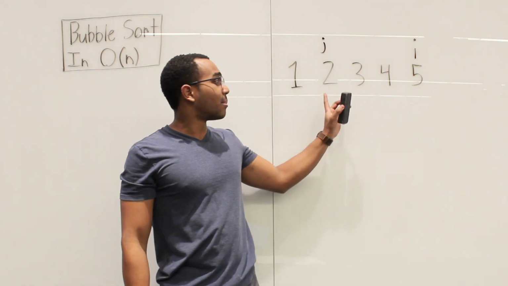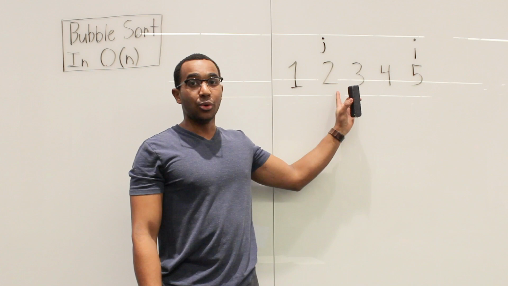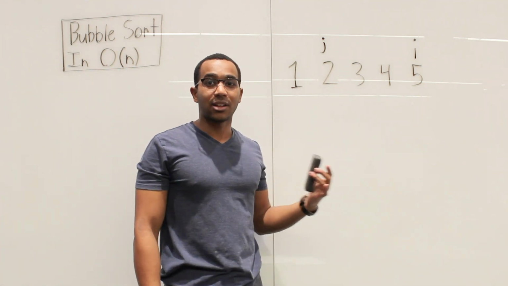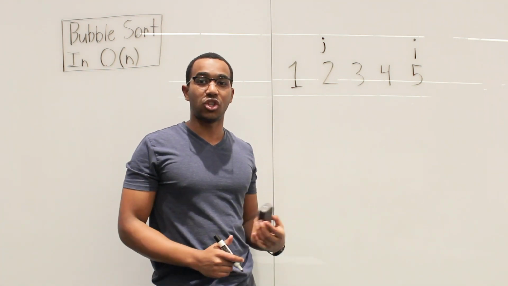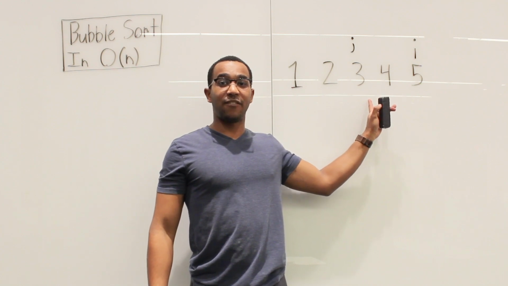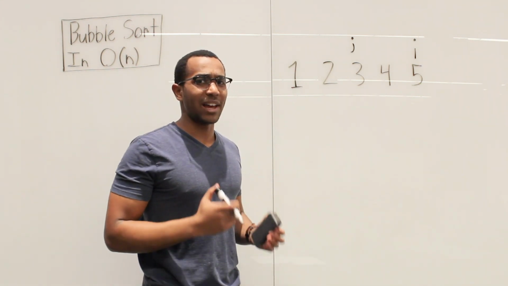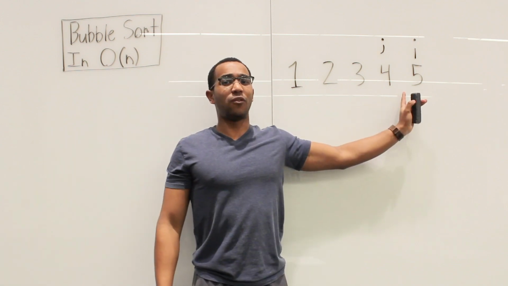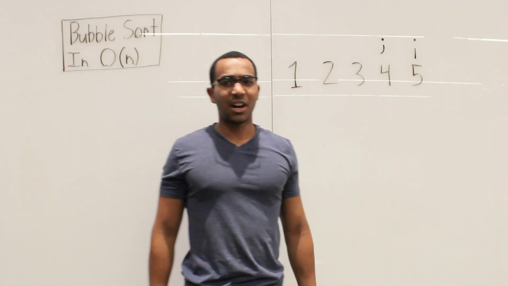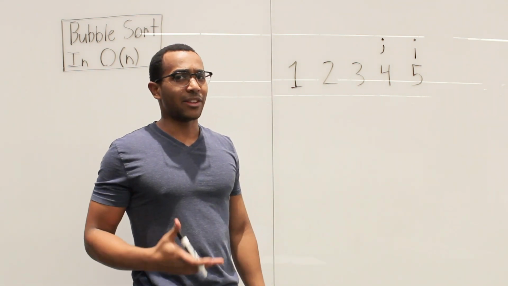j is now here. I compare 2 and 3. Is 2 greater than 3? It is not, so we do not do a swap. Advance j. Now I compare 3 and 4. Is 3 greater than 4? 3 is not greater than 4, so I advance j. And now, is 4 greater than 5? 4 is not greater than 5, so I advance j.